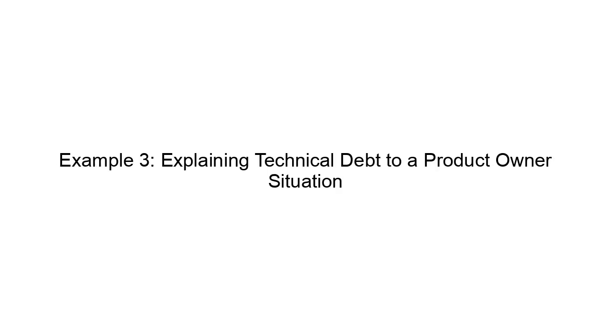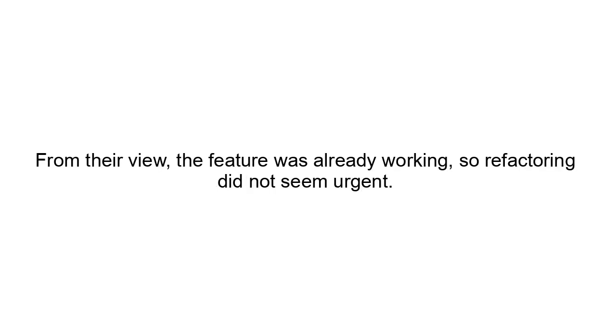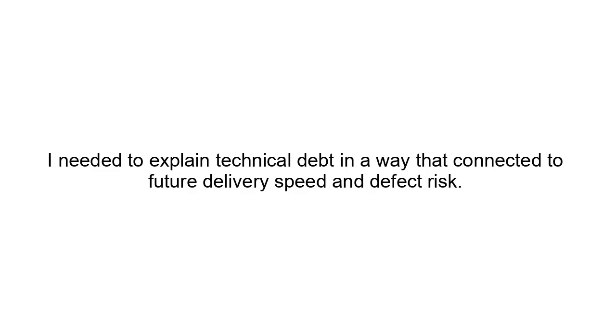Example 3. Explaining technical debt to a product owner. Situation: In one sprint, the product owner asked why the team needed time to refactor duplicate validation logic. From their view, the feature was already working, so refactoring did not seem urgent. Task: I needed to explain technical debt in a way that connected to future delivery speed and defect risk.